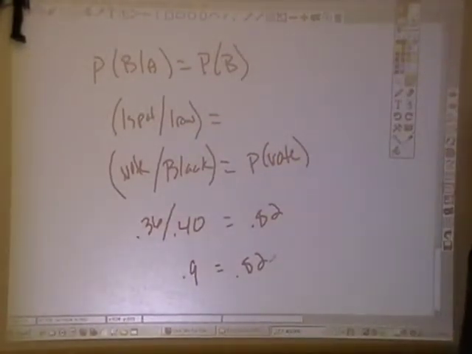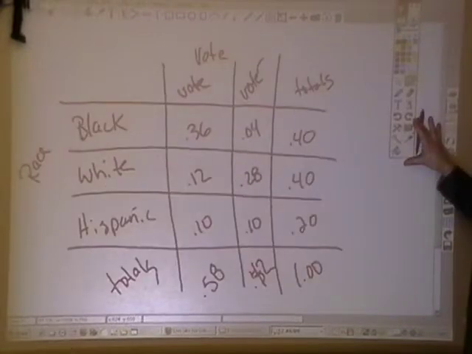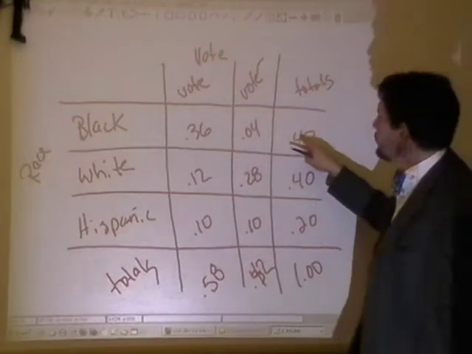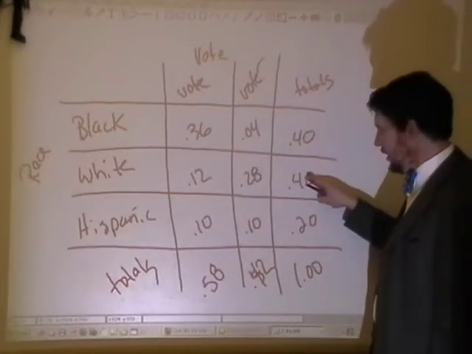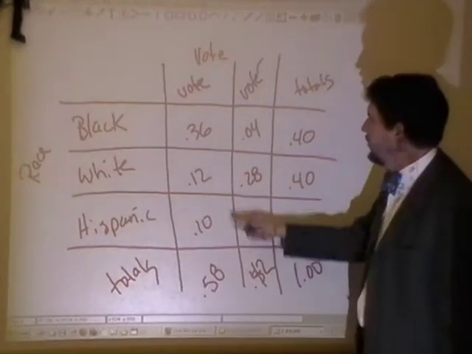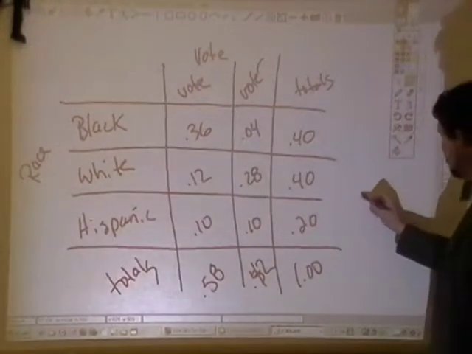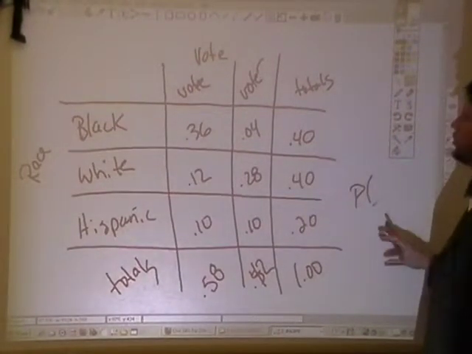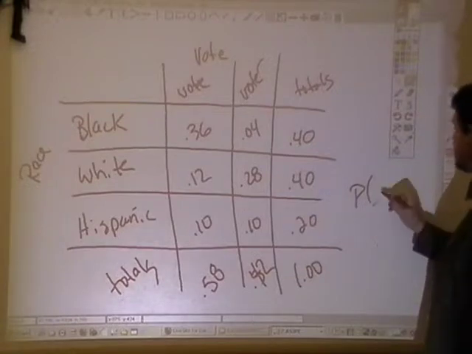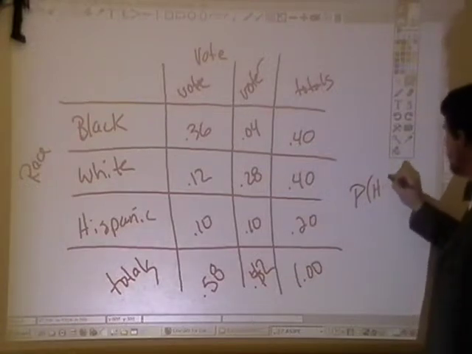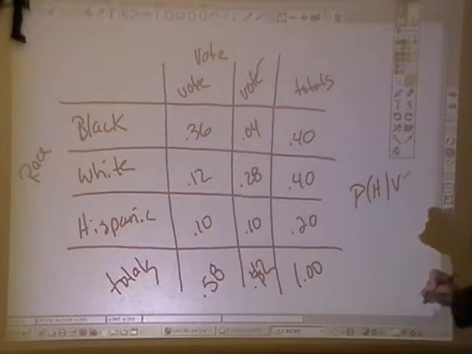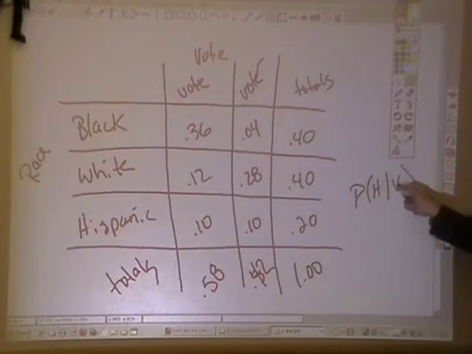Okay, so let's ask another question, just because we're here. We've got the conditional distributions based off black, of white, of Hispanic, because that's how we got these values. Let's change it the other way around. What's the probability that you're going to be Hispanic given that you voted for this guy? Given that you voted for this guy, there's my new population.